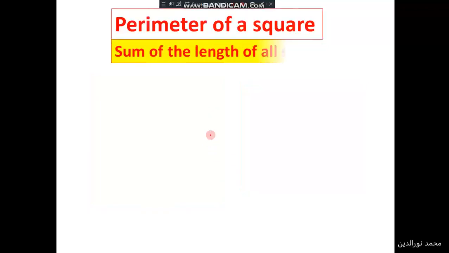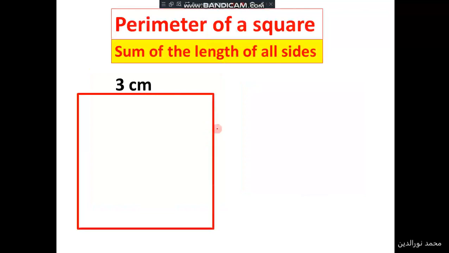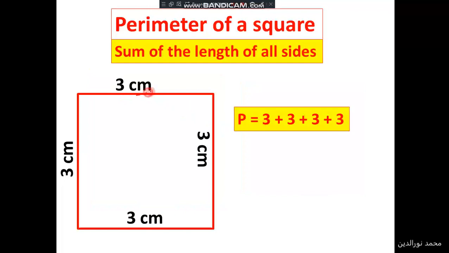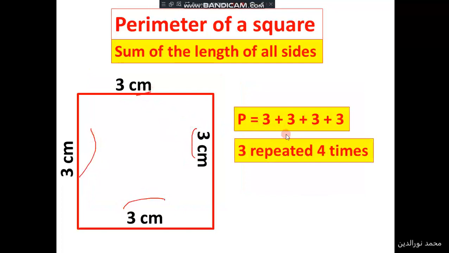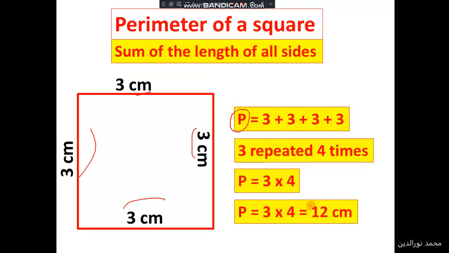And if we have to find the perimeter of this square, we have to add 3 four times. 3 plus 3 plus 3 plus 3, four times. So we can shorten it and say 3 times 4, because 3 is repeated 4 times. So we say perimeter equals 3 times 4. Perimeter is abbreviated with the letter P. So perimeter equals 3 times 4 equals 12 centimeters.